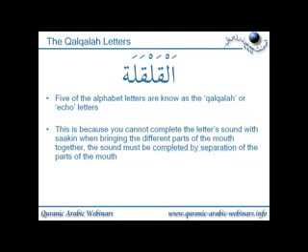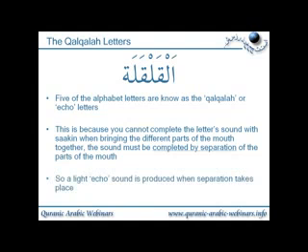And the reason they're called echo, so I'll just read this out, this is because you cannot complete the letter's sound with sakin when bringing the different parts of the mouth together. The sound must be completed by separation of the parts of the mouth. So with these 5 letters, when you add the sukoon, you have to bring your mouth parts together, but you cannot complete the pronunciation of the sound until you separate your parts of the mouth again. So it's slightly different just for these 5 letters. So this causes a slight echo sound which is produced with the separation, and we'll explain this on the next slide.